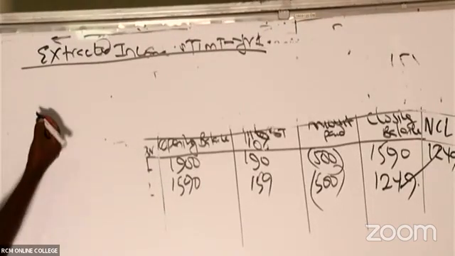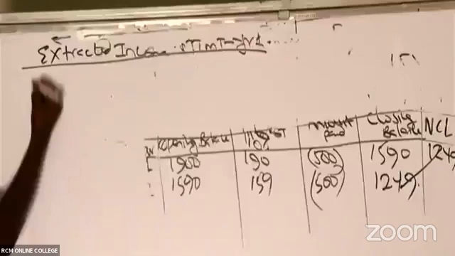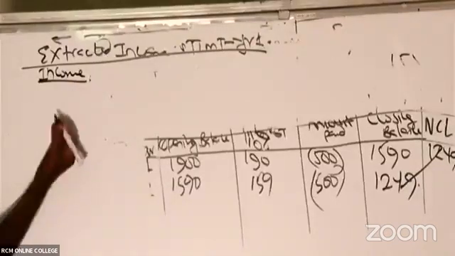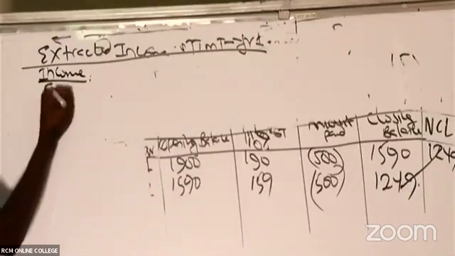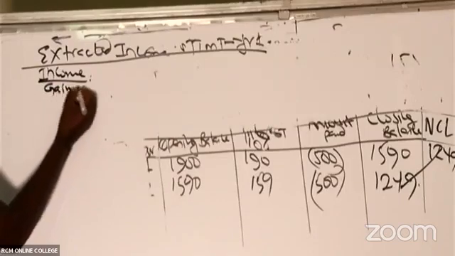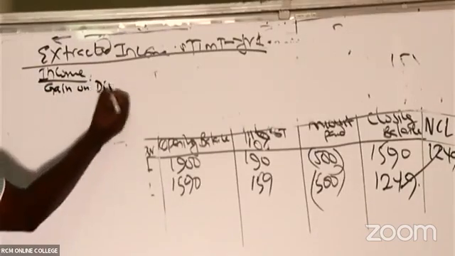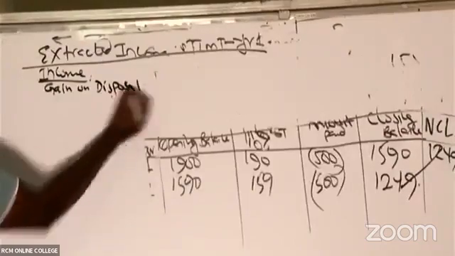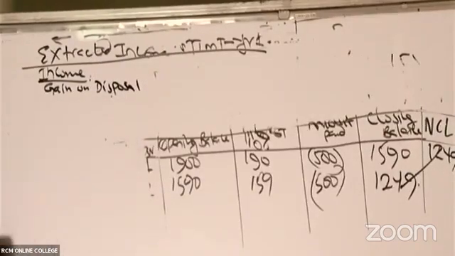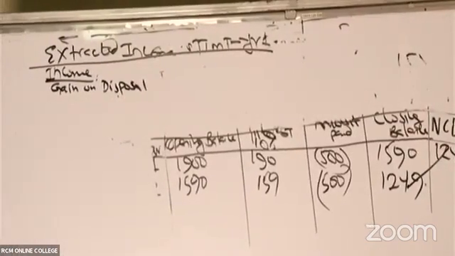So in this case here, ladies and gentlemen, this changes a little bit. So we shall have an income. In this case here, we have gain on disposal of the machine. So are you able to remember that gain on disposal of the machine that we got?